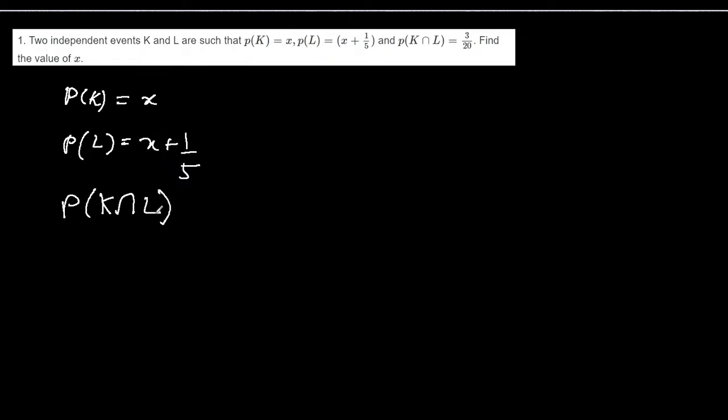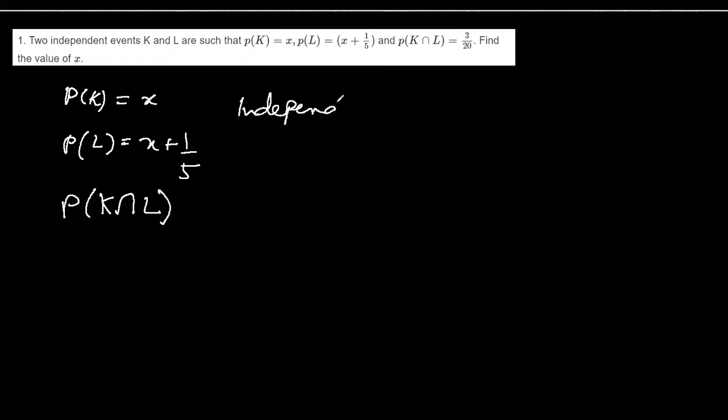In question 1, the two independent events K and L are like this. So P(K) is equal to x. Probability of L is x plus 1/5. And they have given us the probability of K intersection L. The key here is that the events are independent.